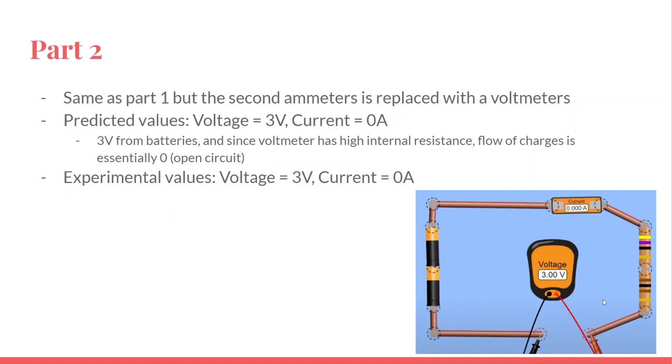So part two, same as part one, but the second ammeter is replaced with a voltmeter. So the predicted value is voltage is 3 volts and the current is 0 amps, which is also intuitive because there's 3 volts from the batteries and there's a break, so there would not be any current flowing. And this is what we got in experimental values.